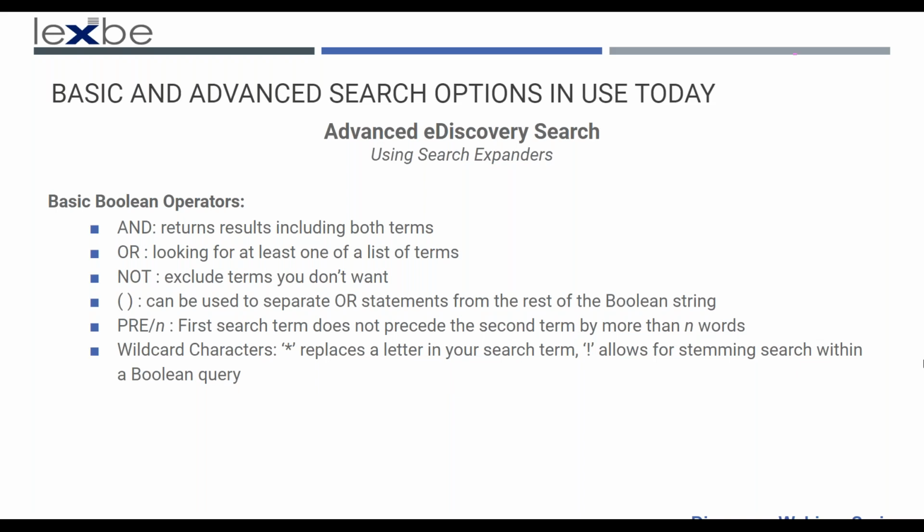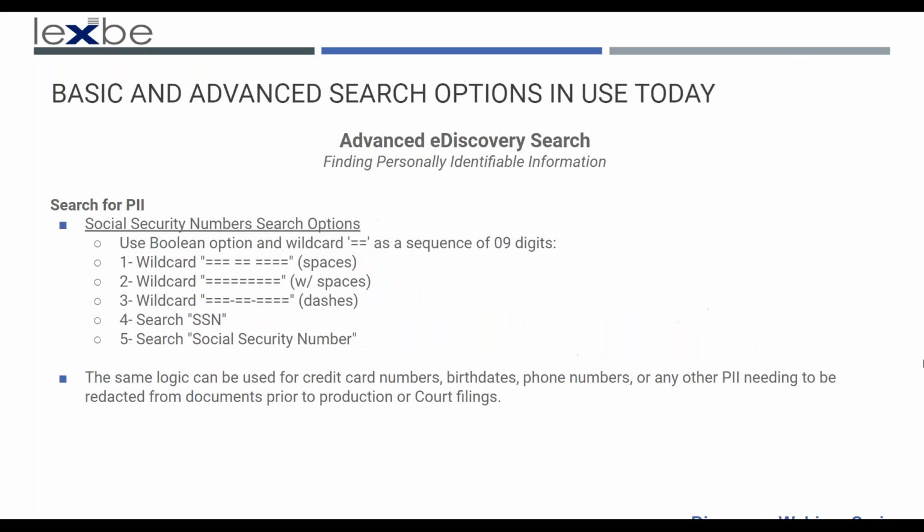Another great tool, taking advantage of the index available to you in your eDiscovery platform, is the ability to search for protected information. So in a federal court, of course, you have to be sure and redact all of this personally identifiable information: social security numbers, credit card numbers, birthdays, those sort of things. By using these search options with the Boolean option, the wildcard of the equal sign, you can list them out as they are in this slide as a sequence of 9 digits. So this would help you find a social security number.